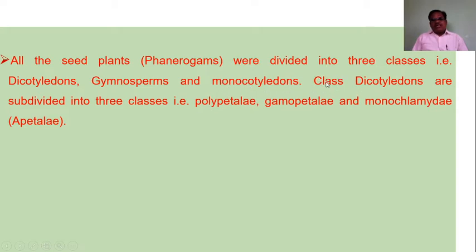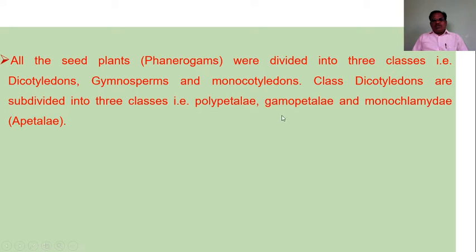Then these dicotyledons are subdivided into the 3 classes, meaning they are divided into the subclasses. The class is dicotyledon, and the subclasses are polypetalae, gamopetalae or the apetalae, also known as monochlamydeae. Polypetalae means what? The petals are free. The name itself indicates that. When you observe the petals, these petals are totally free. So they are known as polypetalae.